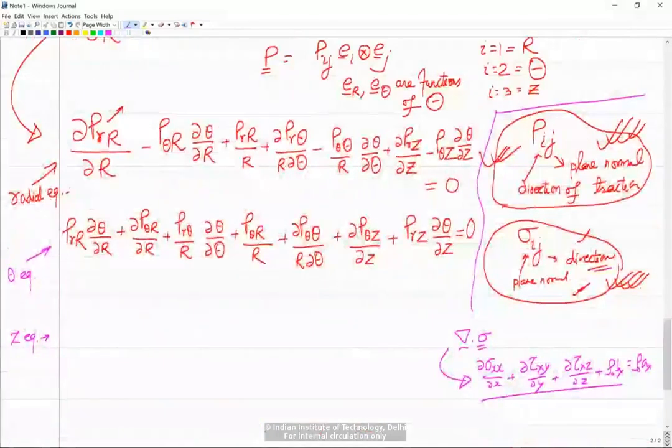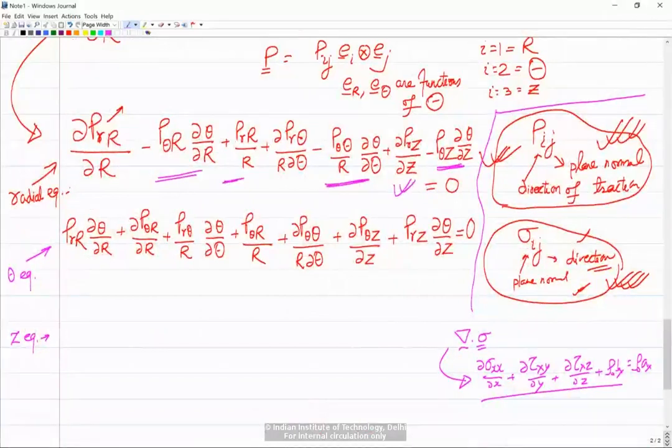So it gets extra terms. For example, this is the extra term, this is the extra term, this is the extra term. These are the usual terms, the derivatives. But you also get extra terms here because the basis vectors are also changing with point. In Cartesian coordinate system, E1, E2, E3, they do not change. Therefore, you don't have to take their derivative. But here, E theta and E R are changing.